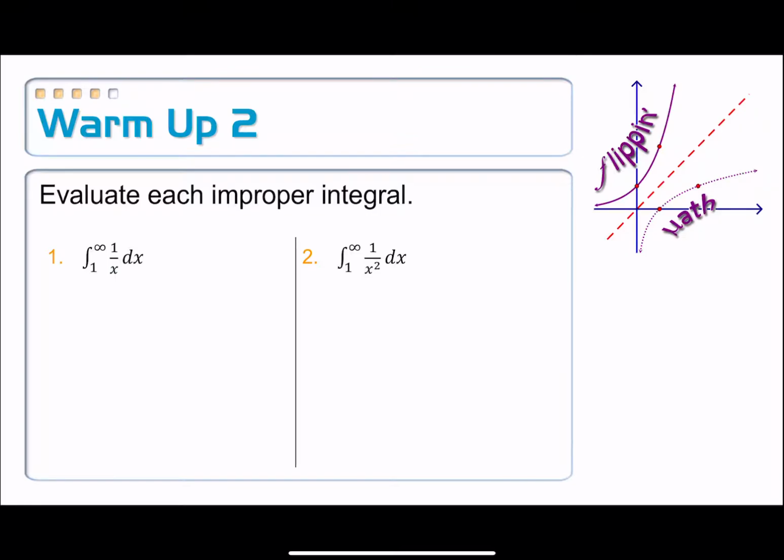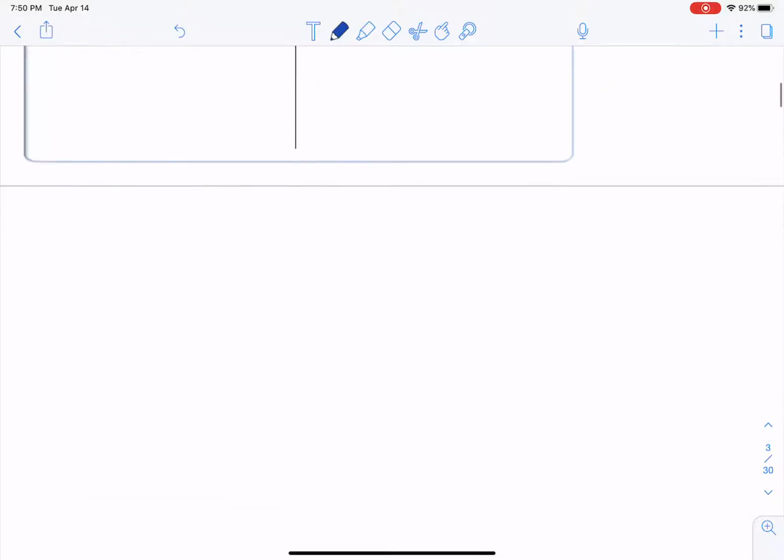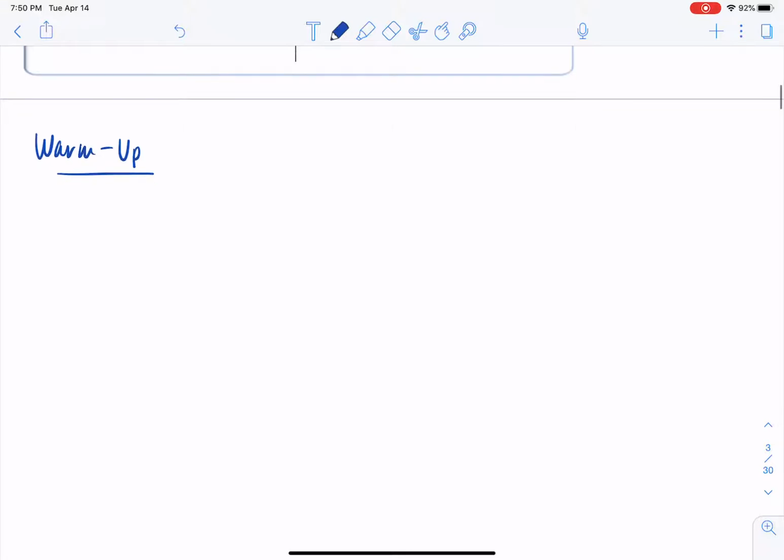All right, here's the second warm-up question. Evaluate each of these improper integrals. On the first one, we've got the definite integral from 1 to infinity of 1 over x dx. And then over here on number 2, the same kind of thing except the function is 1 over x squared. Let's give these a try. It looks like something that we've already done before. You'll see what it has to do with the integral test and the p-series stuff in just a minute.